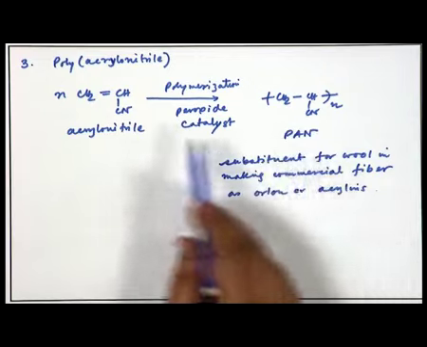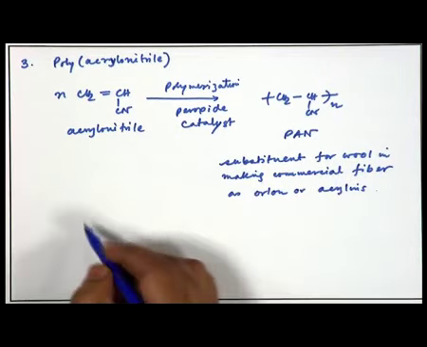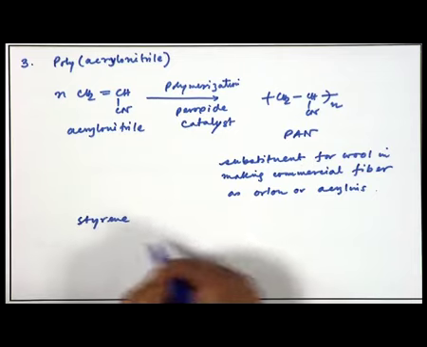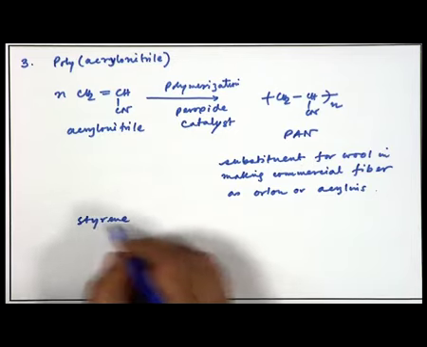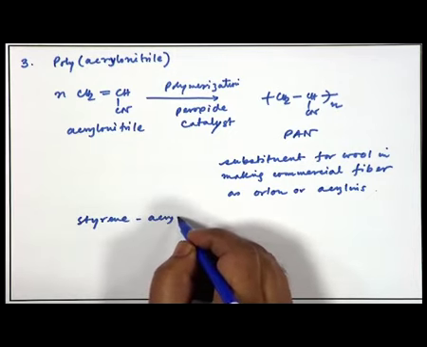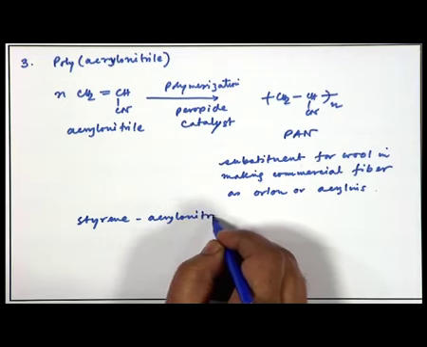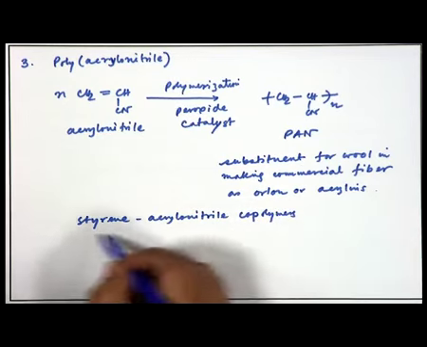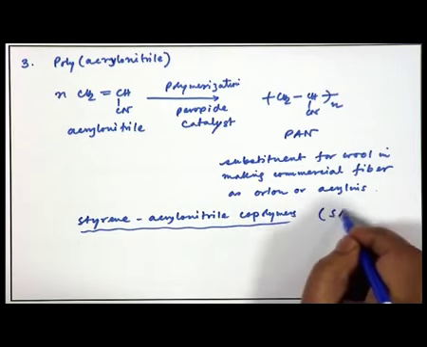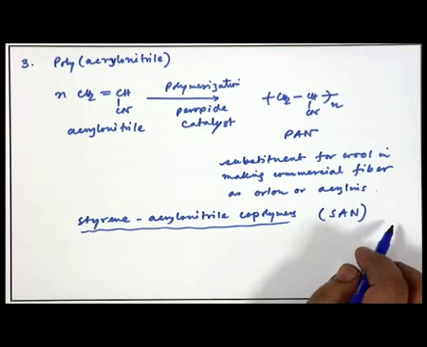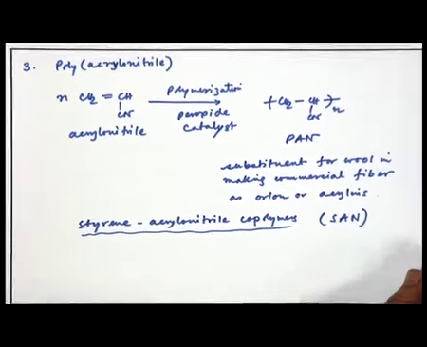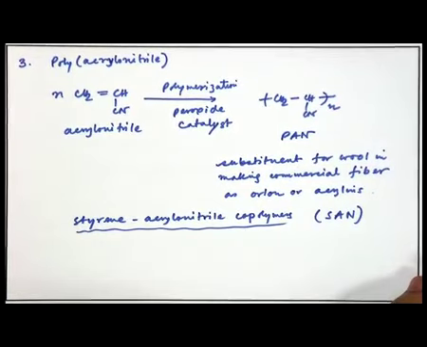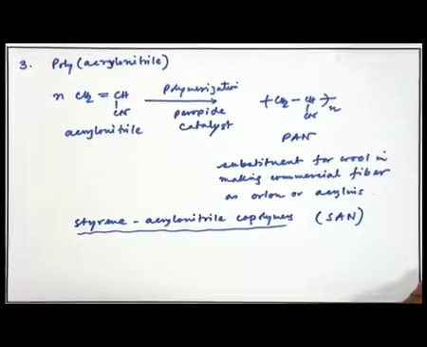Now, the applications of polyacrylonitrile are limited. Generally, it is combined with styrene and synthesized as a styrene acrylonitrile copolymer. So, most of the uses of acrylonitrile are as a styrene acrylonitrile copolymer, which is also called SAN. So, these are the examples of some important polymers which are synthesized by chain growth polymerization, or these are examples of addition polymers.